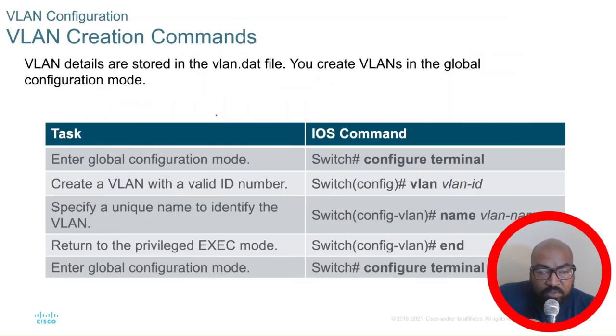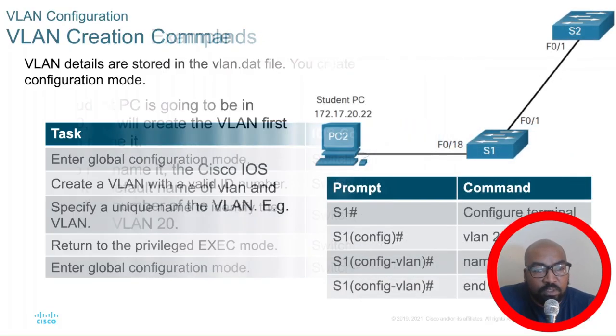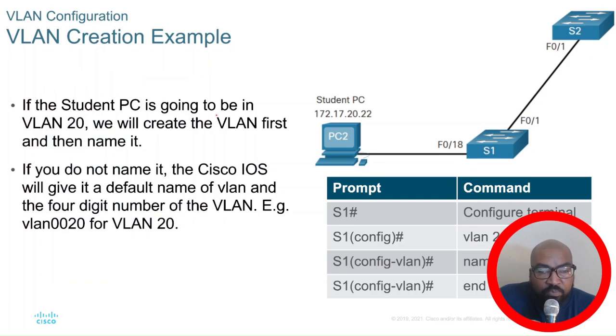So these are the commands to create a VLAN, and we're going to go through this in our demo. We're going to enter global configuration mode, VLAN, name, end, and configure terminal, all that good stuff there. When you create the VLAN, you have to give it a name. If the student PC is going to VLAN 20, we'll create the VLAN first and then name it. So we would say configure terminal, VLAN 20, name, and we're going to call it student. So we know that VLAN 20 is student.